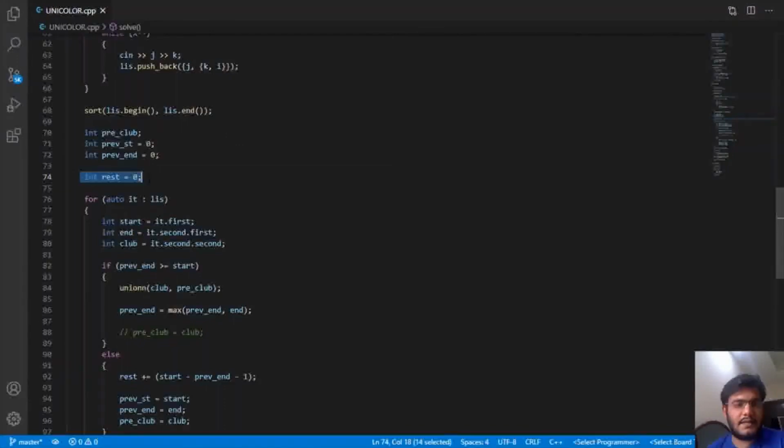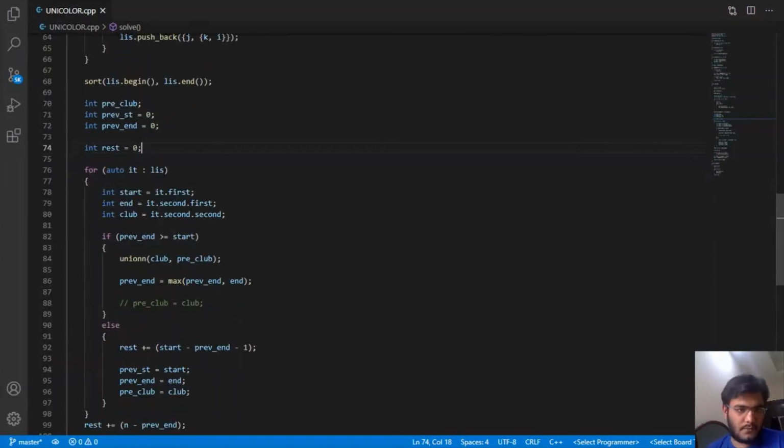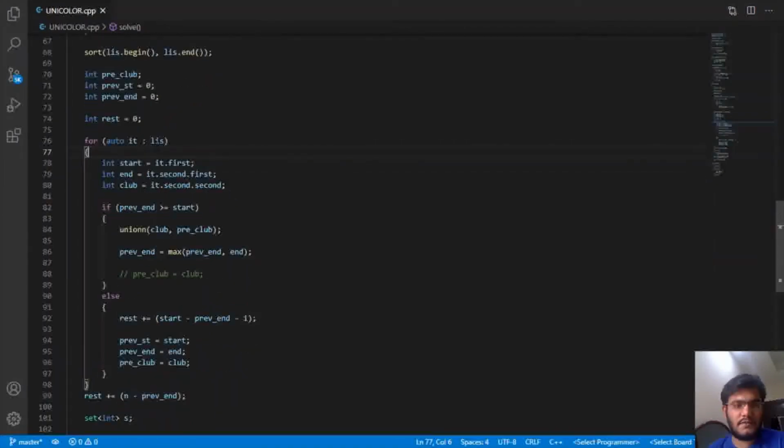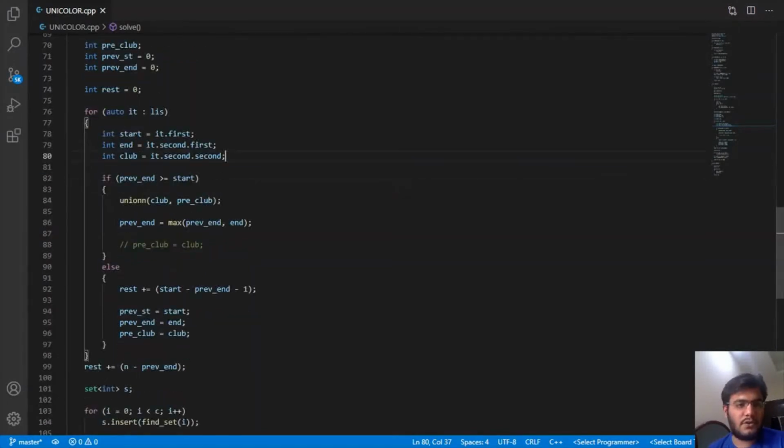Now, rest is to calculate how many elements are there which are not part of any sort of club. When we are traversing each of the list, start represents the starting point of that particular interval, end represents its ending point, and club represents the club number of the interval. So, if the previous end, which represents the previous interval, is greater than or equal to start, it means that these two intervals are intersecting.